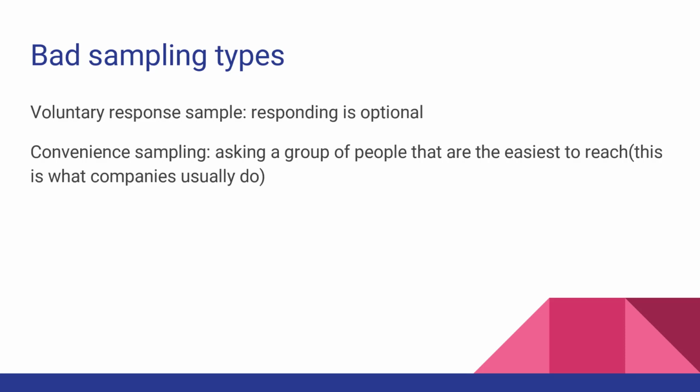Next we have convenience sampling. So this is when you ask the easiest group of people to sample. This is used a lot by companies, so when they want to know something about a population, a lot of the times they'll just ask their customers because these are the easiest people for them to contact as opposed to people in the general population. So that will introduce some bias.